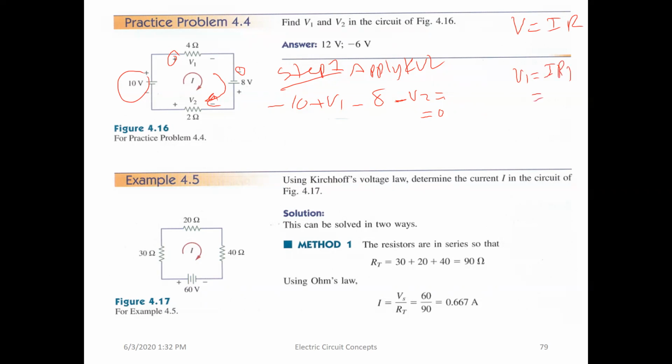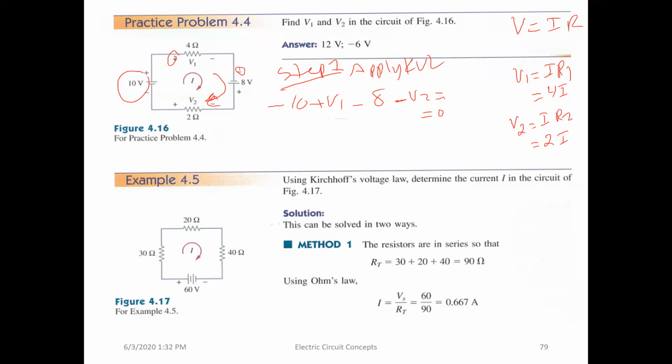Again, we have to use the resistance that we are looking at the voltage across. We cannot use a different resistance. We have to use the current flowing in that particular resistance. So I times R, so R is 4, so 4I, and the same thing for V2 will be I times R2. So I is unknown, and the resistance R2 is 2, so 2I.